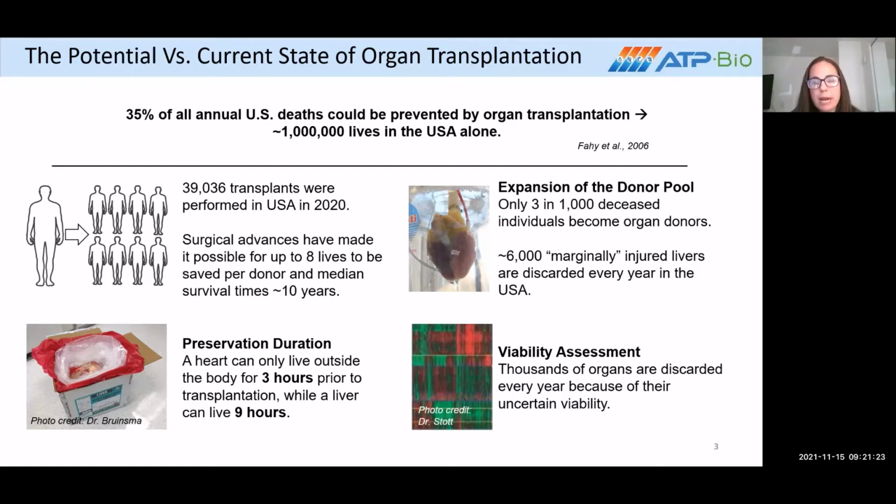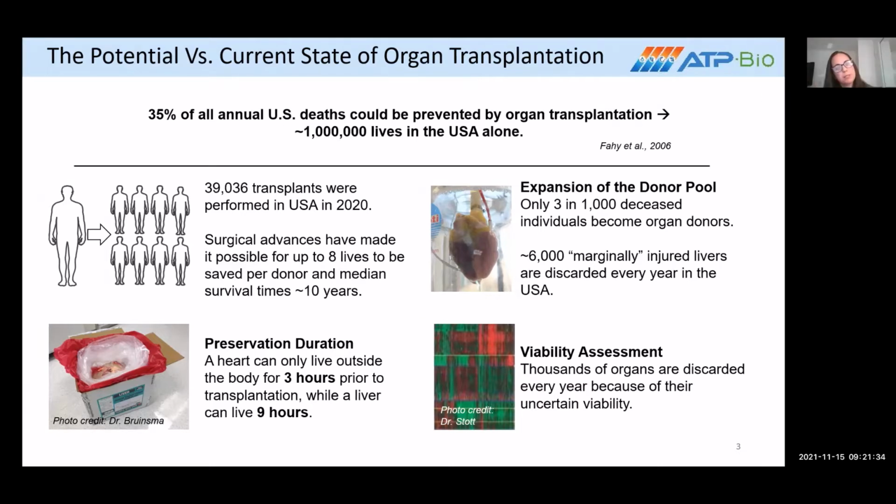The second problem is the extension or expansion of the donor pool. Basically, what we're trying to do here is revive or resuscitate organs that are marginally injured. These are organs that have currently not met the standard for transplantation, but they're almost there. If we could have a means to revive those, we could significantly expand the donor pool.